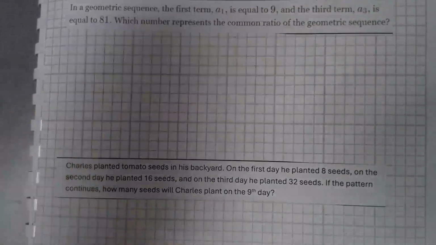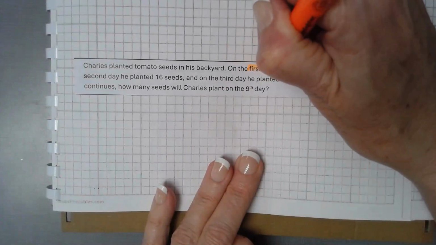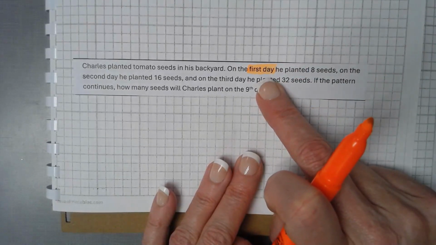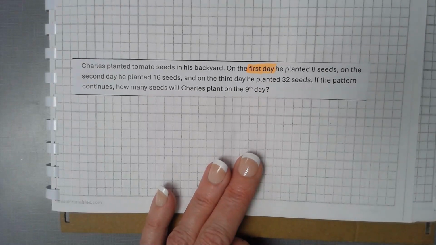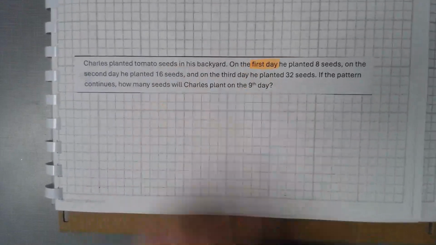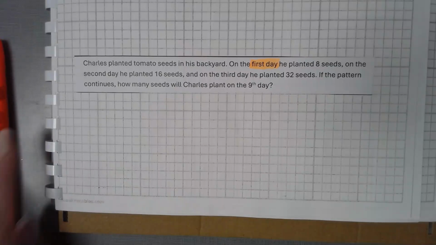All right, while we're over on this side, might as well do this bottom. Charles planted 8 seeds on the first day, and again, very important, y'all, you're going to see shortly here in a few weeks after spring break. I love that word, spring break. Y'all, you're going to see that word first is going to be very important, because if it says he initially planted 8 seeds, you would not write a sequence for that. I mean, you could, but initially is not first. Initially is actually the 0 term. First is the first term. Okay, so looking for that word first. So 8, 16, and 32.